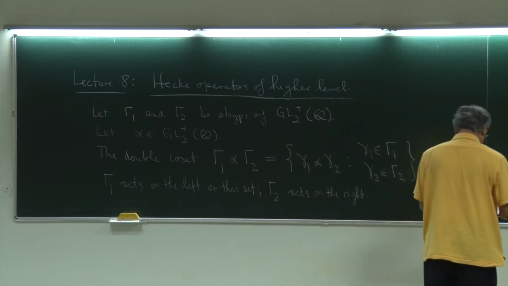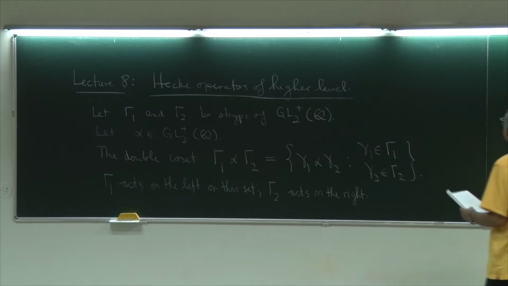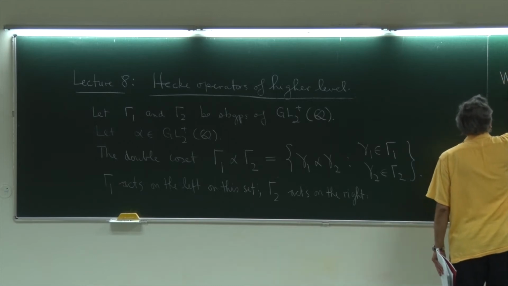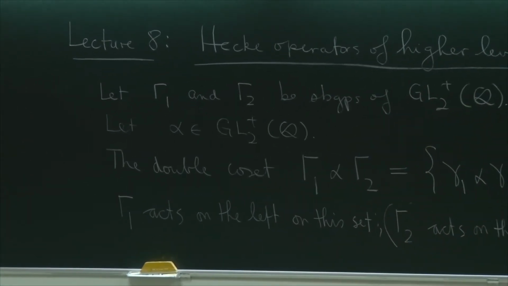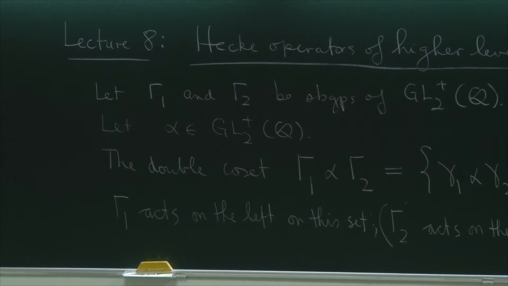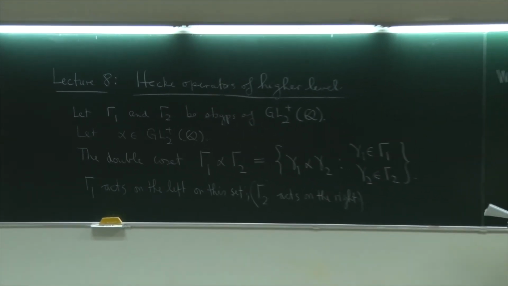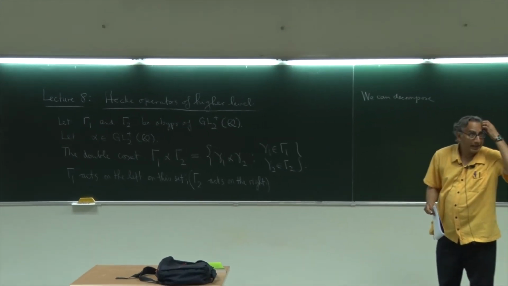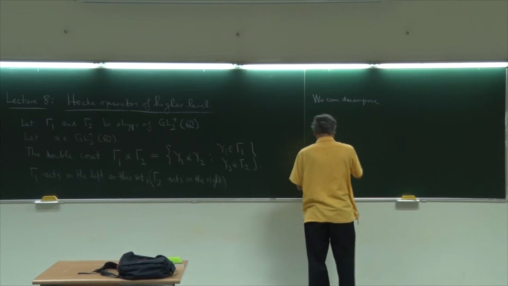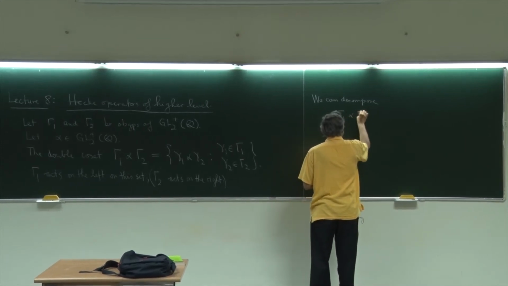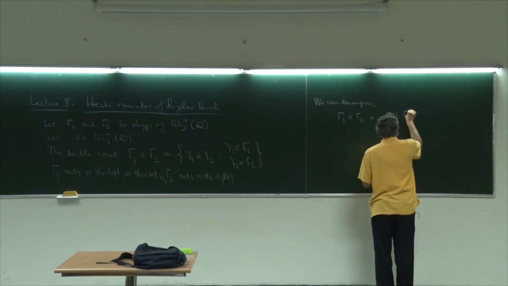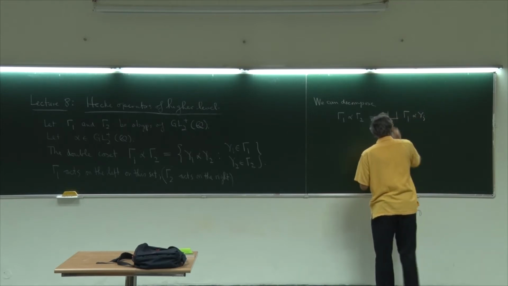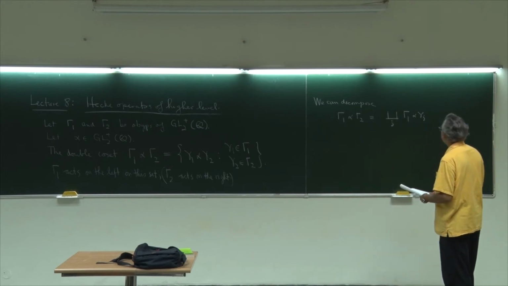And so we can decompose. This is just a secondary comment. We can decompose the double coset as a union of ordinary cosets of Γ1, in this fashion for suitable Γj.